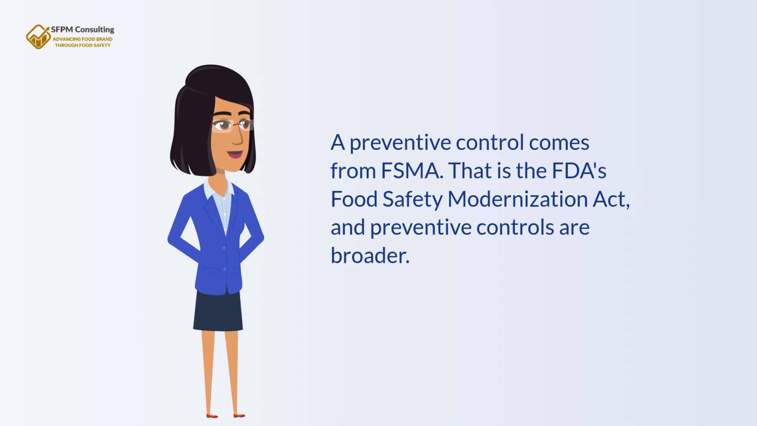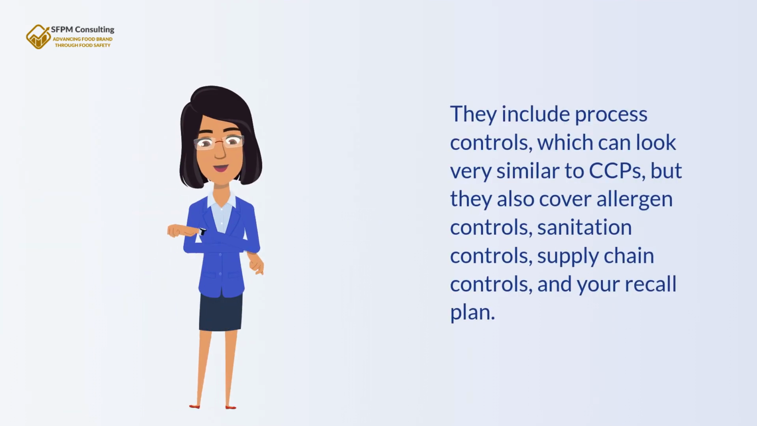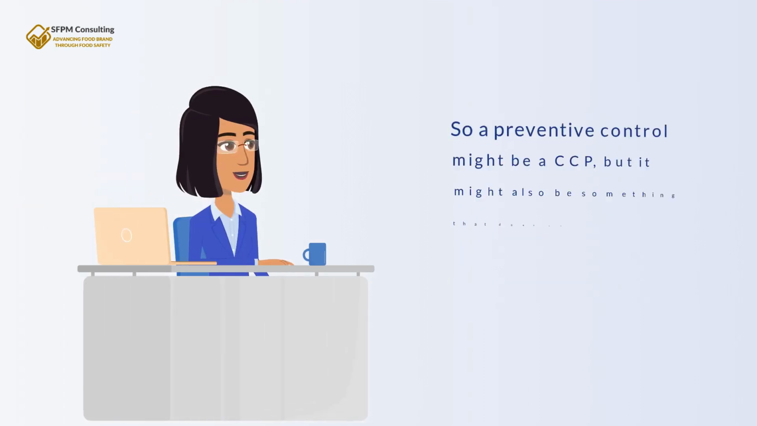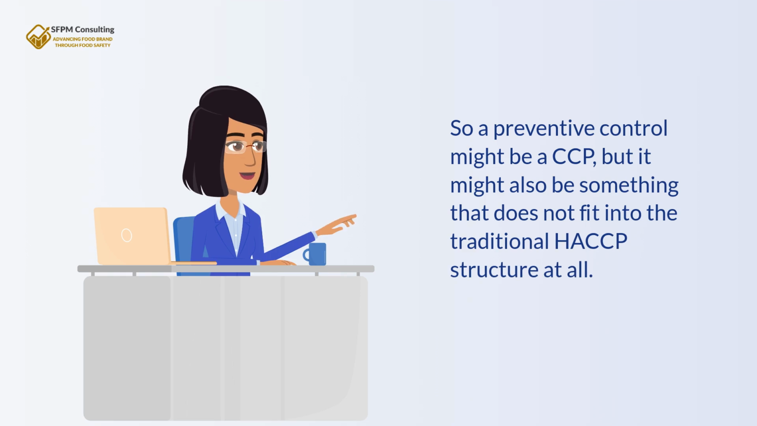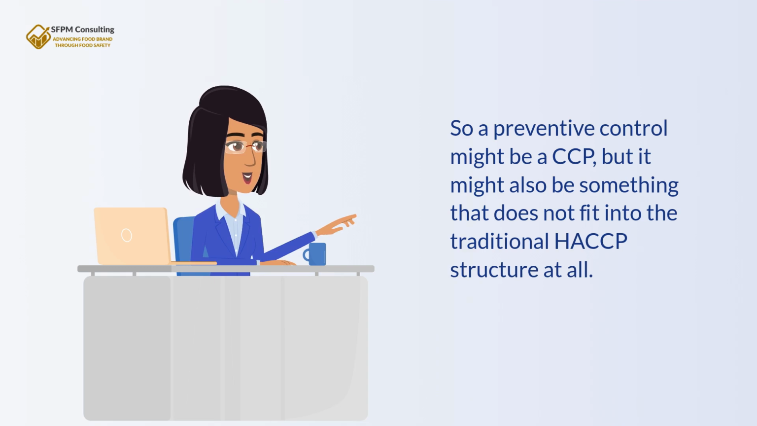That is the FDA's Food Safety Modernization Act. And preventive controls are broader. They include process controls, which can look very similar to CCPs. But they also cover allergen controls, sanitation controls, supply chain controls, and your recall plan. So a preventive control might be a CCP, but it might also be something that does not fit into the traditional HACCP structure at all.